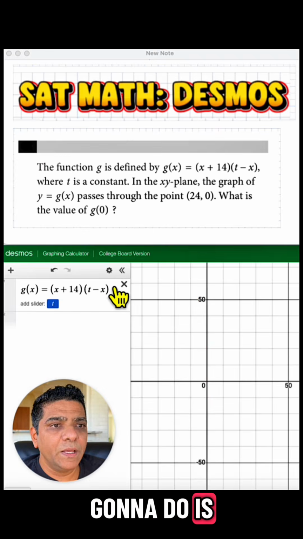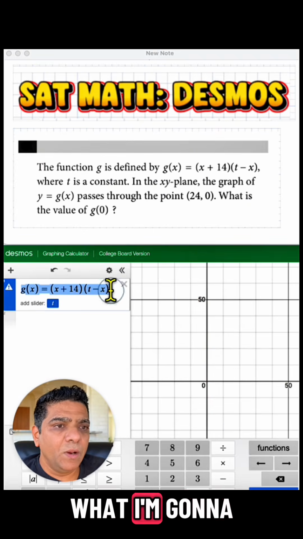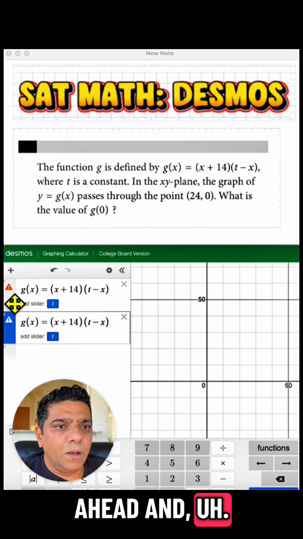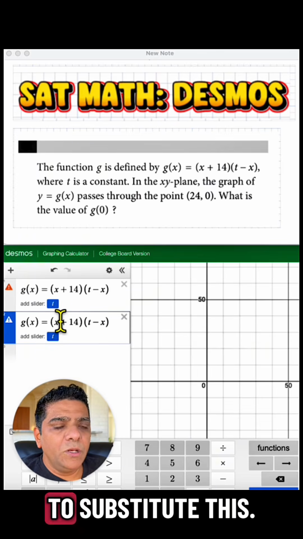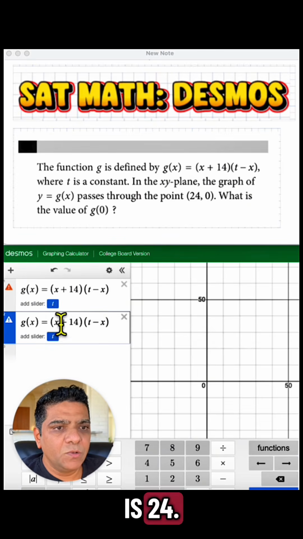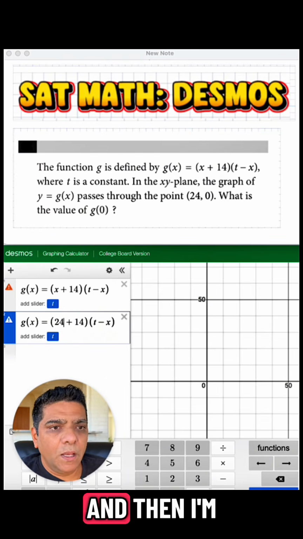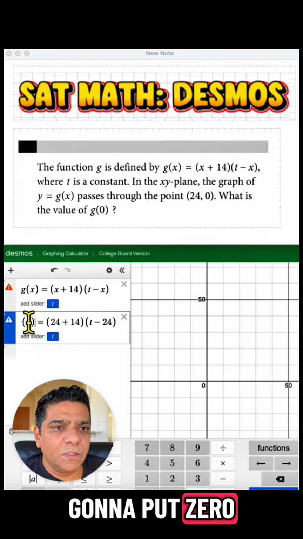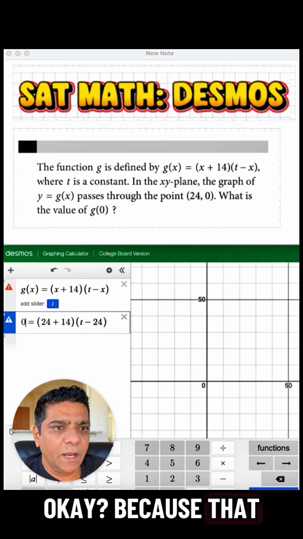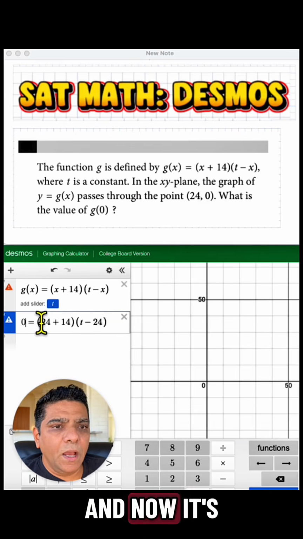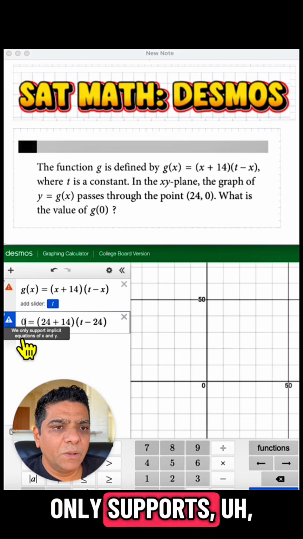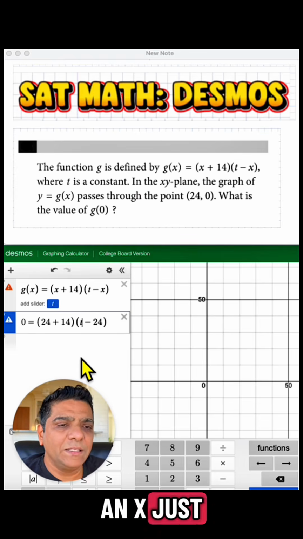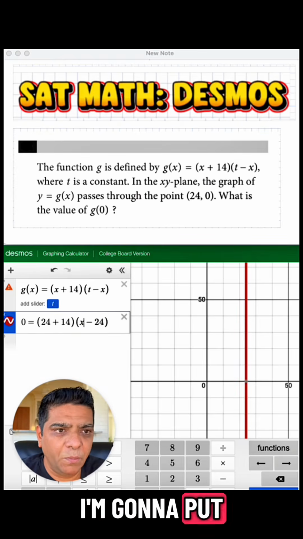I'm going to substitute this (24, 0). X is 24, so for x, I'm going to put 24, and then again 24 here for x. And then I'm going to put 0 here for g of x, because that is that point right here. Now it's giving an exclamation point. What that means is it only supports implicit equations of x and y, so it does not recognize the t. So let's put an x just to get the answer for t, and there we go.